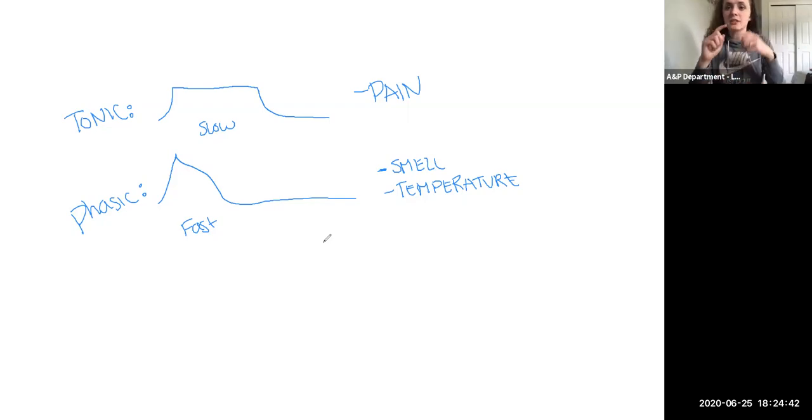Central adaptation is going to be anything directly attached to your CNS. So smell is your big one for this. They're both phasic, but one uses peripheral, one uses central. So your smell, the olfactory nerve is connected directly to your brain. So your CNS, your central adaptation, is the one that's actually turning off that stimulus. So temperature is peripheral, smell is central.